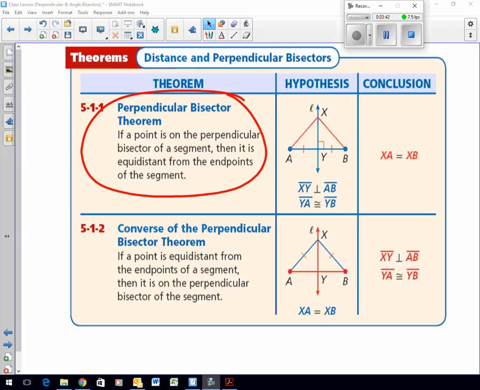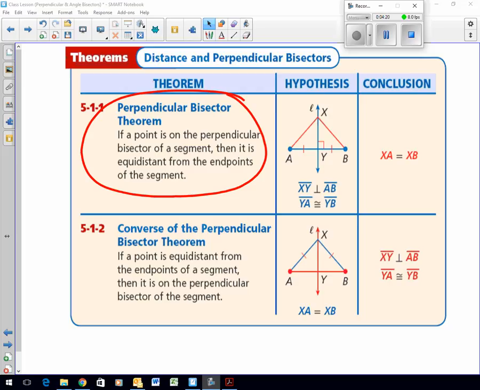All right, let me point out a couple things, guys. First off, line segment XY is the perpendicular bisector of line segment AB. Two things you need to always remember about a perpendicular bisector: it forms a 90-degree angle, and it cuts a segment into two congruent parts. Okay? 90-degree angle, cuts a segment into two congruent parts. We're going to apply it, we're going to know it, we're going to learn it.